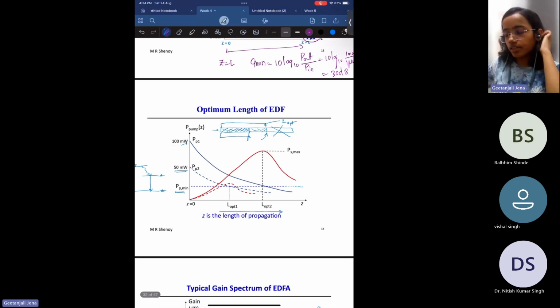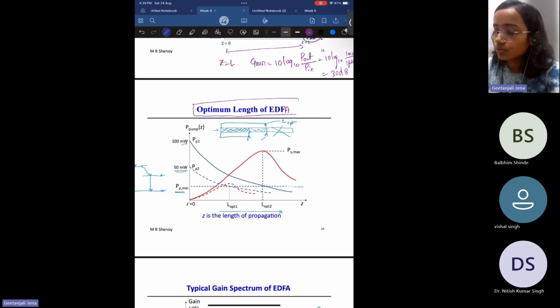And the next is the optimum length of the EDFA. So it's not like if you incident pump power as well as the signal power, the gain will remain amplified. The signal will not be amplified over the entire length of the fiber. Not like that.